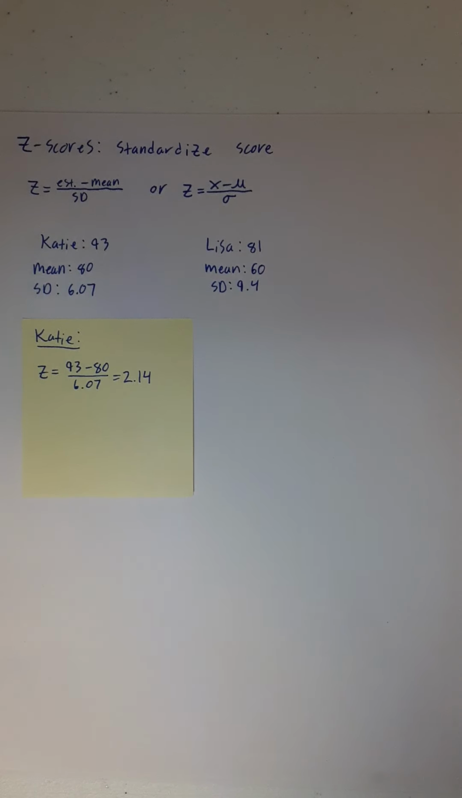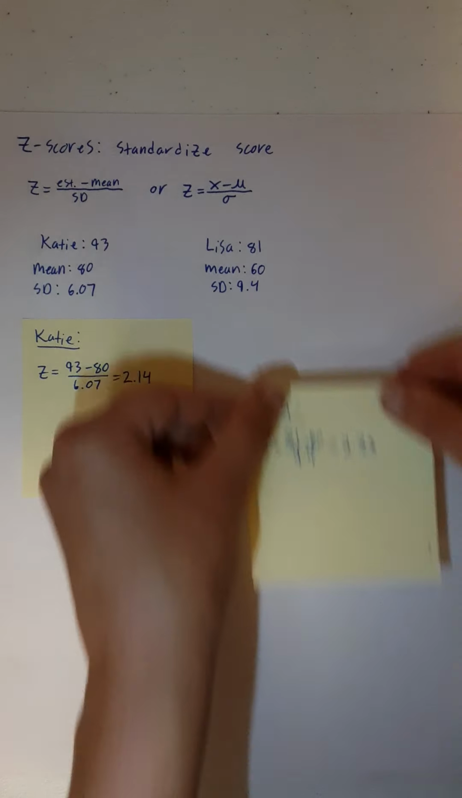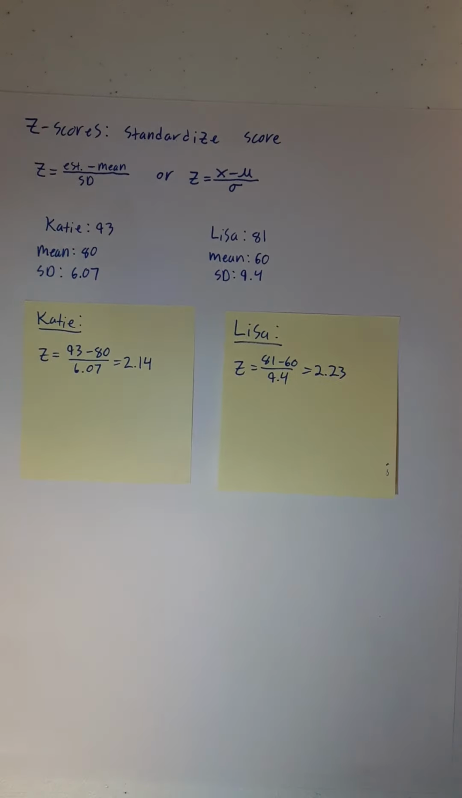Next, we can do the same thing for Lisa. We plug in her score of 81, subtract the mean of her test, 60, and divide by the standard deviation of 9.4. When we do that, we get a z-score of 2.23.